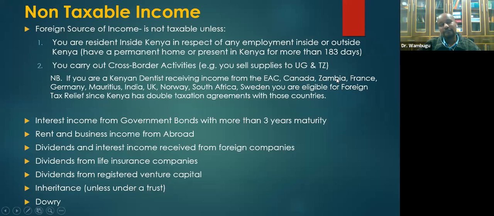So you could probably be living in Uganda, and then you come to Kenya for 3 months, and you go back, then you come for another 3 months. It is deemed that you are resident of Kenya. So if you earn a foreign source of income, then that source of income is taxable, okay? But if you have a foreign source of income and you're not present in Kenya, okay, you've relocated, now that is not taxable. If you carry out cross-border activity, so for example, if you sell supplies to Uganda and Tanzania, which is really export, okay, but you are resident in Kenya, that income source is taxable.